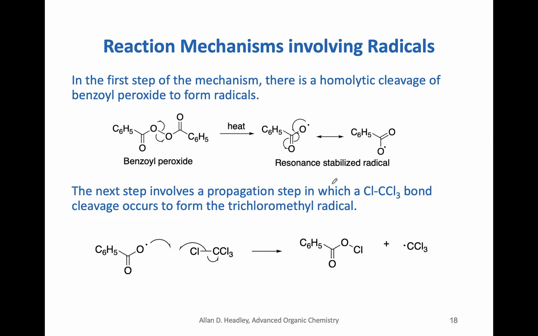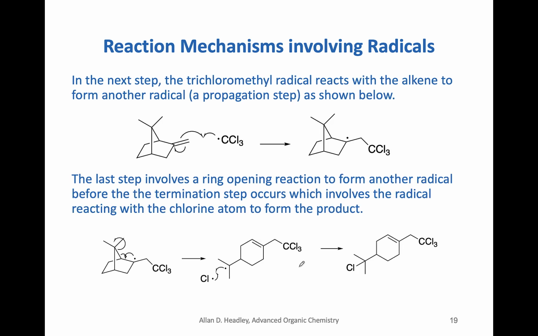So the first step is not surprising. Benzoyl peroxide in the presence of heat gives the radical. Since we know that we will have to break this bond here, let us do it. So we generate this. And the next step, as you can imagine, is the CCl3 radical reacting here and putting the radical over here. Not surprising, what we've seen before: a radical reacting with an alkene, a double bond.